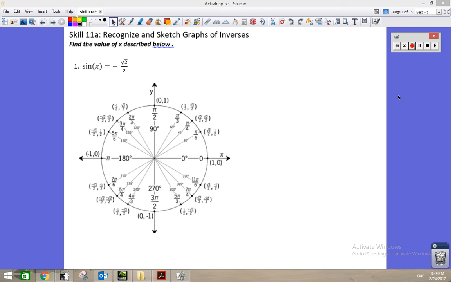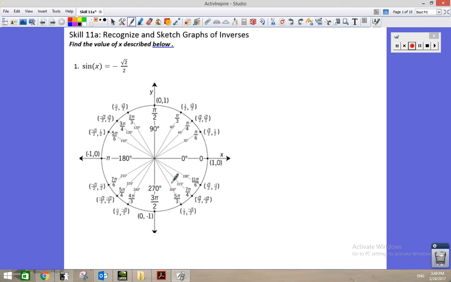Let's take a look at this skill 11A. If I take a look at this equation, it has infinitely many solutions. The sine of some angle x is equal to negative radical 2 over 2. On the unit circle, I'm going to look for a y-coordinate that is negative radical 2 over 2.